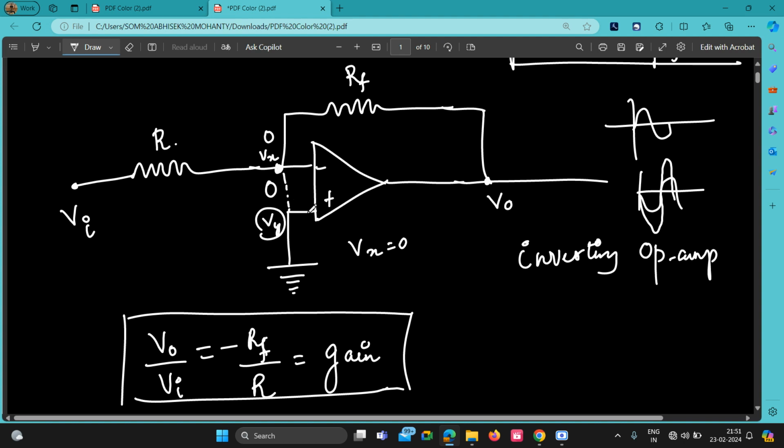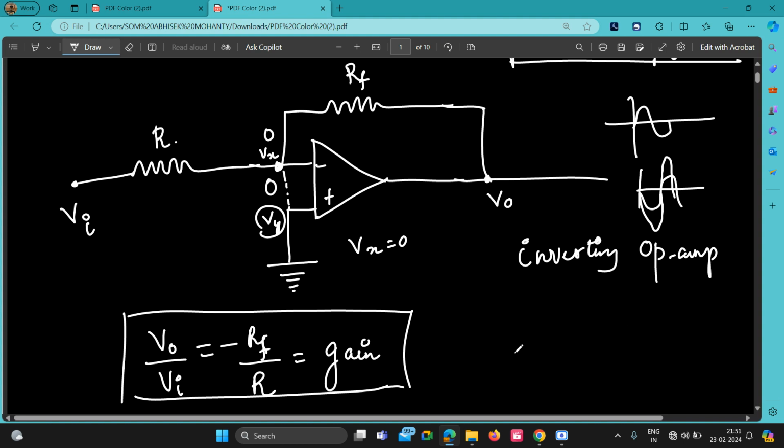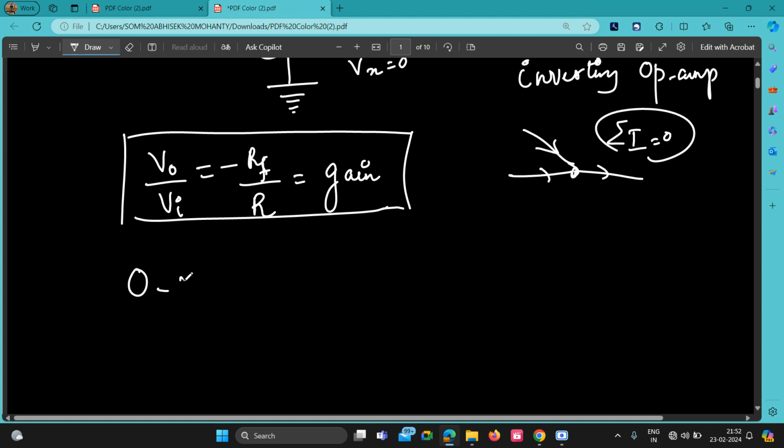Here we will do some nodal analysis. That means at one point we'll be calculating the potential or current. From Kirchhoff's law, the summation of all the currents going into a junction is zero. That is what nodal analysis is all about. Here the potential is zero, right? So zero minus Vi divided by R will be your current going in. So I will write zero minus Vi by R.